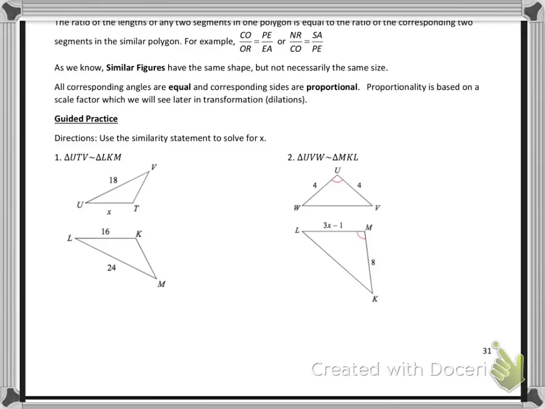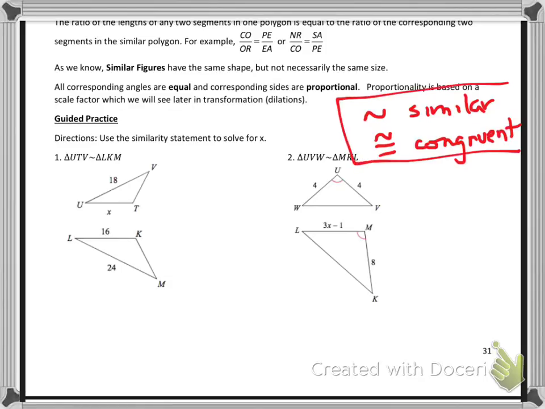All right, so for similarity, we're going to use this symbol. This means similar, whereas the equal sign with the squiggle over it means congruent. Okay, so just make a note of that. Oops, didn't mean to write over that. Let me just get that. Okay.